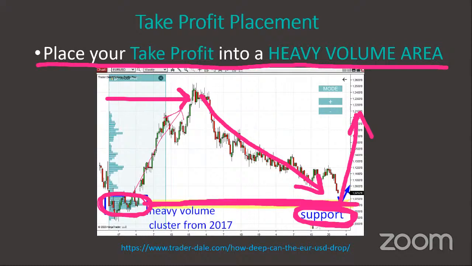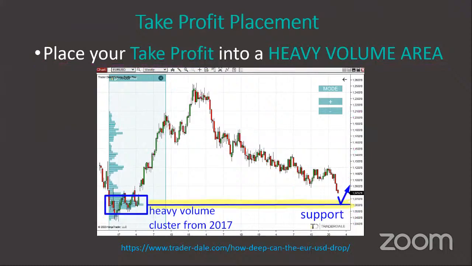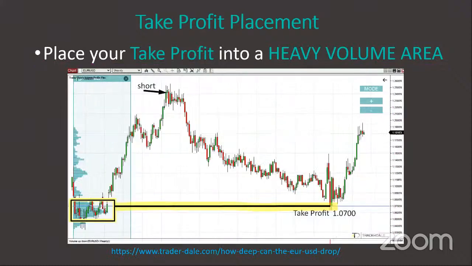So that's why I say that you want to take your profit into a heavy volume area, or ideally a little bit before the heavy volume area, because you don't want to risk the fight with the strong buyers from here. All right, so take your profit into heavy volume area. This is what happened. All right, this was the reaction to those volumes.